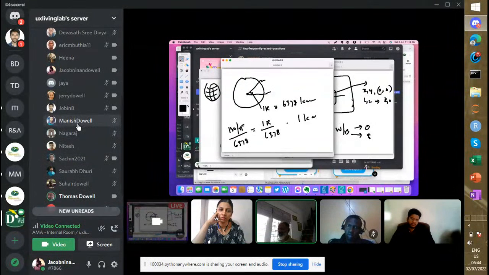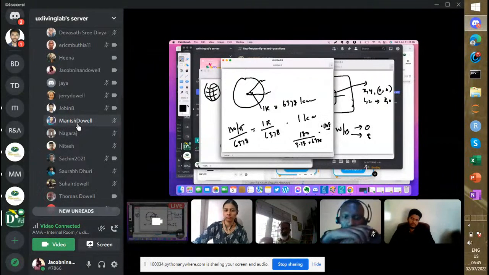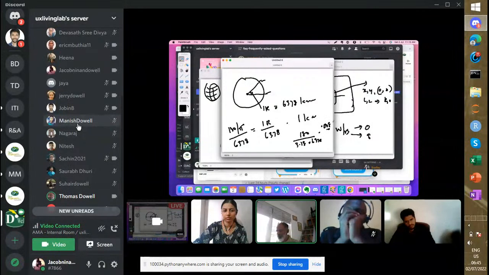And you have to solve it. So 180 divided by 3.14, divided by 6378, that is 180 divided by 3.14 times 6378. It comes to around 0.008 or something like that. So it is converted to degrees now. So this 0.008 degree is equal to 1 kilometer.